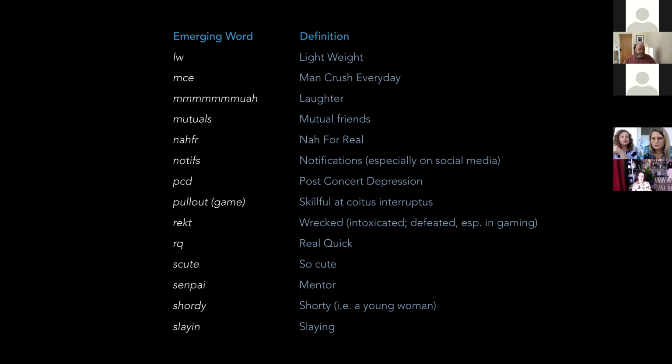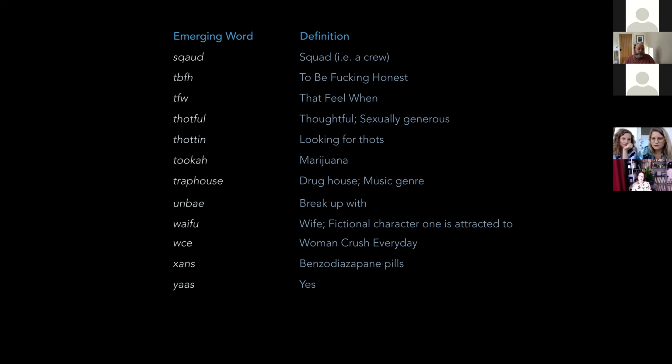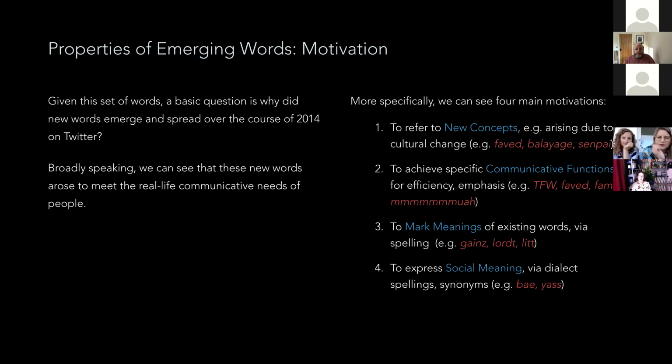Here are some others. You get ones like senpai, which come from anime, manga culture in Japan. You get lots here related to sex, lots related to family and friends, lots related to drug use. There's Zans, for example, Xanax. There's unbay. You get lots of these acronyms like TFW, that feel one, which is still quite popular.